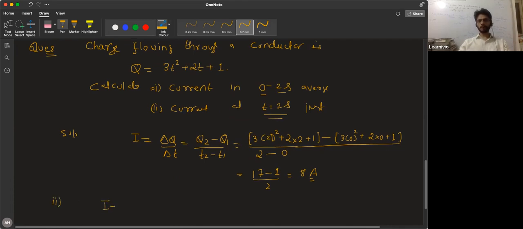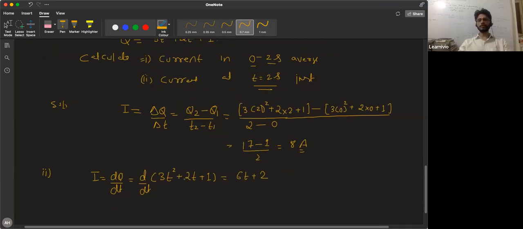In the second part, you're supposed to calculate current at an instant. When you calculate current at an instant, it's the derivative dq over dt. It's d over dt of q. How much is q? It's 3t square plus 2t plus 1. So when you differentiate it, you get 6t plus 2. At what time do you need this? t equal to 2 seconds. So put t equal to 2 here. You will get that your current is 6 into 2 plus 2, 12 plus 2, 14 ampere. Clear?